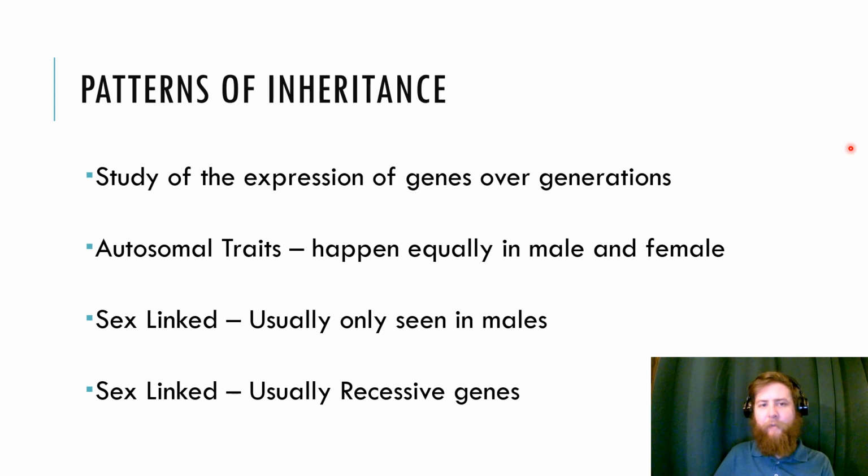Now, humans have a little bit different patterns of inheritance. And so this kind of study is the expression of genes over generations. So we're looking at grandparents to parents to their grandchildren, and so on and so forth. Things that are autosomal, or body cells, happen equally in males and females, and sex-linked traits are usually only seen in males, and sex-linked traits are usually recessive genes. So we usually see recessive patterns as those are being passed along.